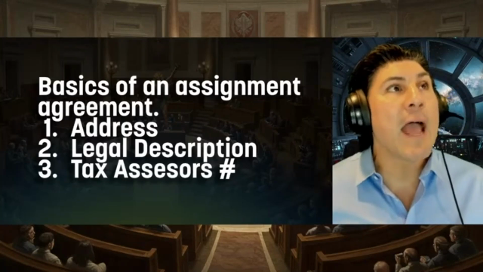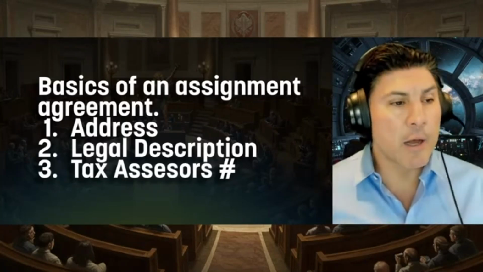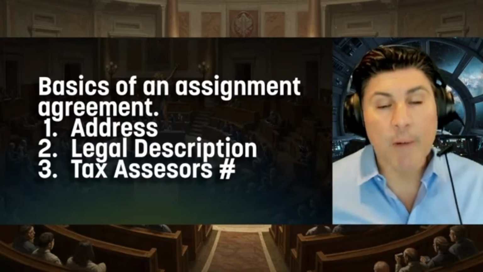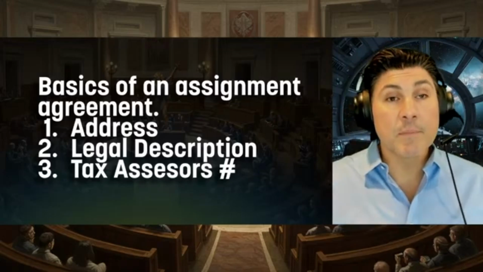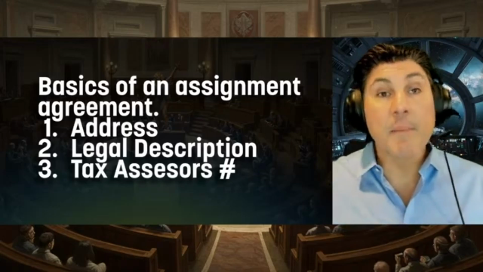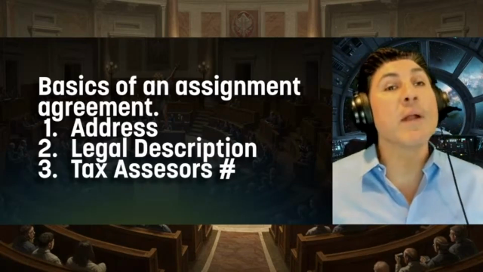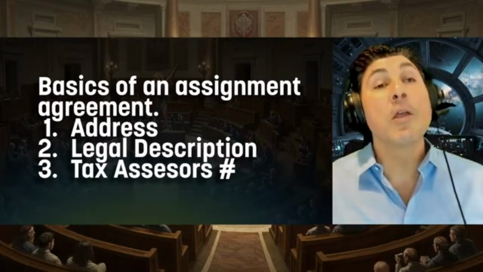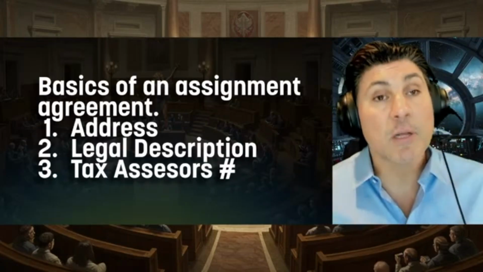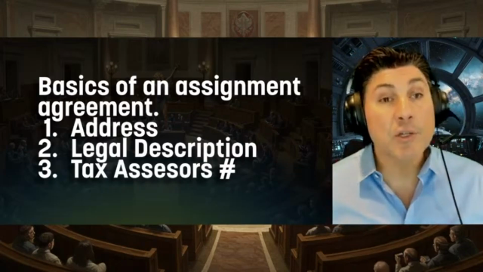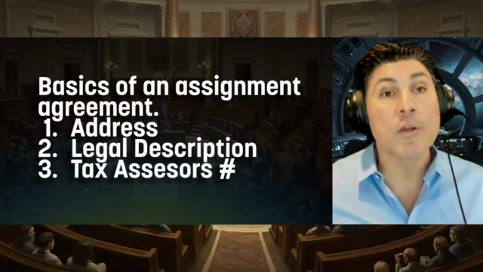Number one, you have to have the address on the assignment agreement as well. You need the legal description again, right? You want to be clear. Let's not make it vague. So get the legal description. We've already covered how to get that legal description. You want the tax assessor's parcel number, the APN, the assessor's parcel number, whatever it is that you want to call it, you're going to need that as well, right?